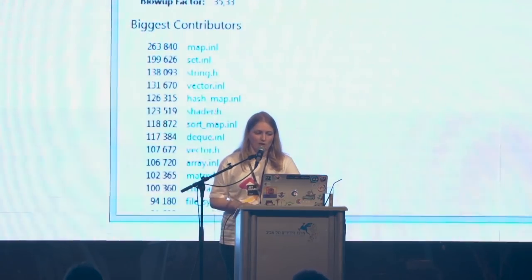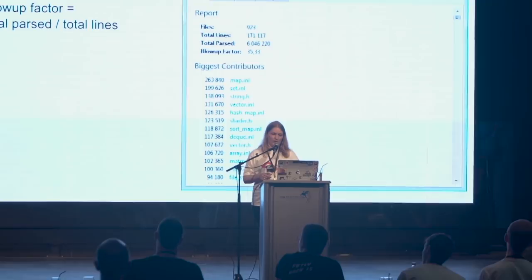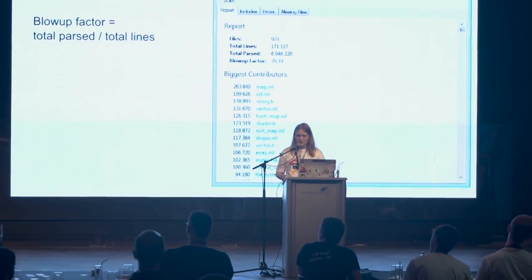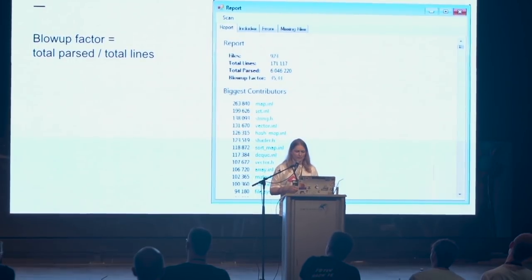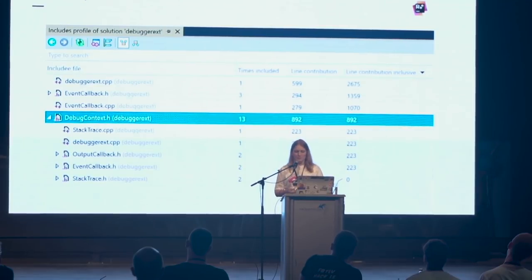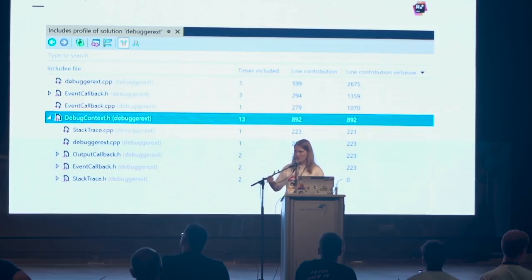So these people who wrote the blog post implemented this Header Hero tool, calculated the blow-up factor, and wrote the tool that can calculate it for your project, and you can build a list of files with the biggest contribution to this total number of lines of code. We did nearly the same in ReSharper C++. We called it includes profiler. We can build a hierarchical list of files included one into each other, and you can look at the fourth column, which is line contribution inclusive. That's the number of lines with all the includes included. And you can just sort and look at the winners, and try to do something with these winners on top.